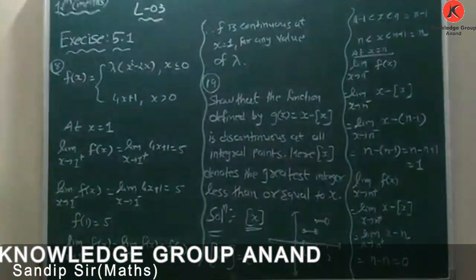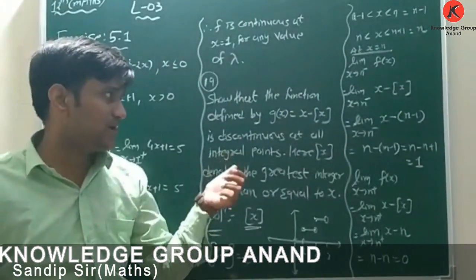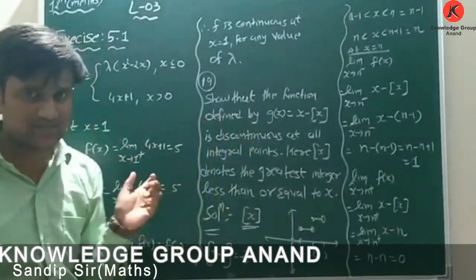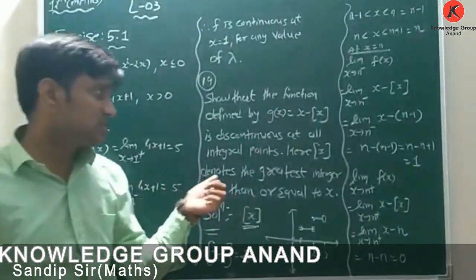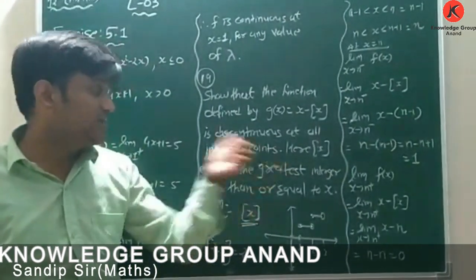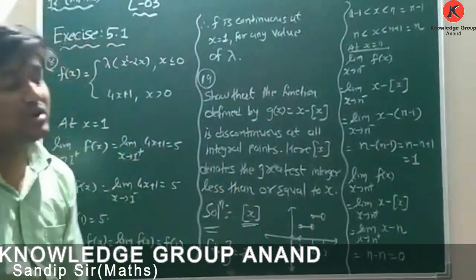Let's look at example number 19. Show that the function defined by g of x is equal to x minus integer part of x is discontinuous at all the integral points. Here integer part of x denotes the greatest integer less than or equal to x.